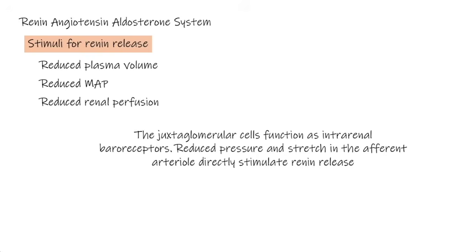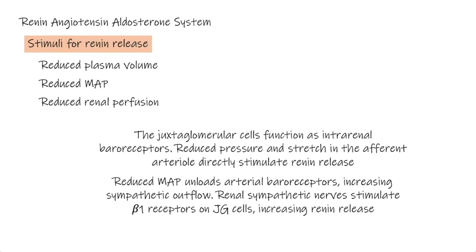First, we have the juxtaglomerular cells. These are those modified smooth muscle cells around the afferent arteriole. These function not only to secrete the renin, but also as intrarenal baroreceptors. So reduced pressure and stretch in the afferent arteriole directly stimulate these juxtaglomerular cells to stimulate renin release.